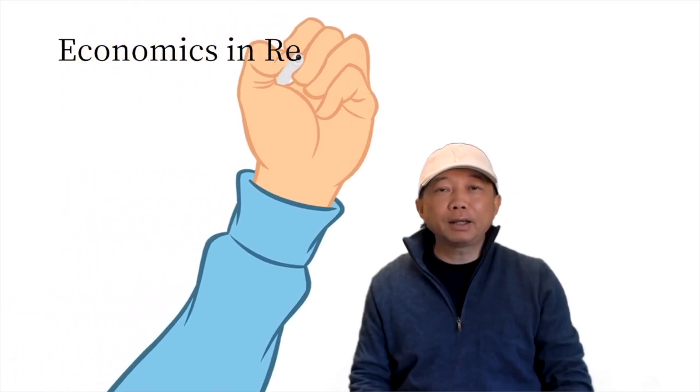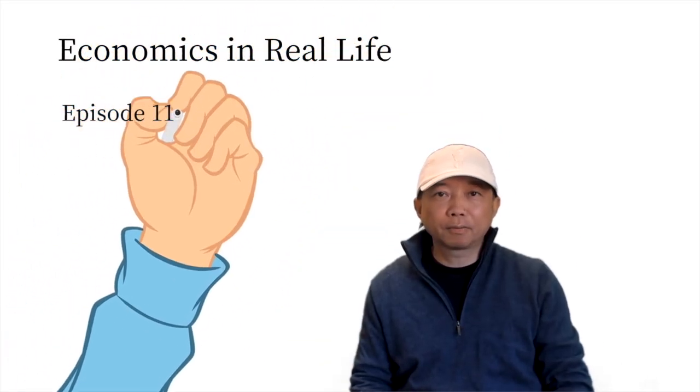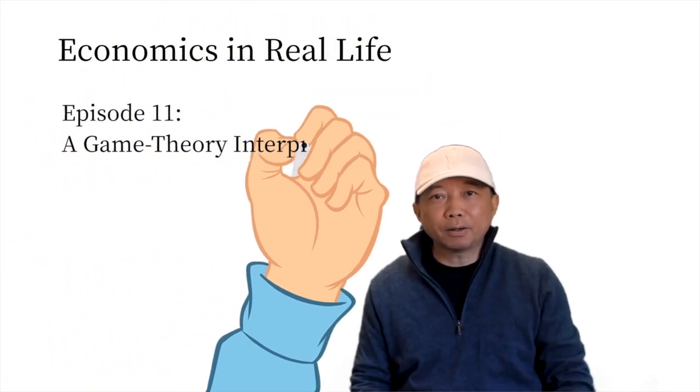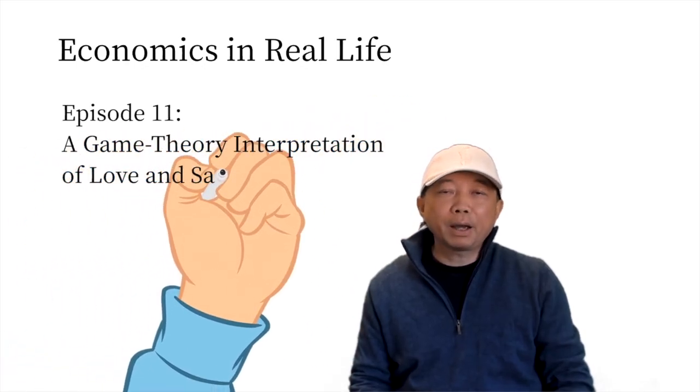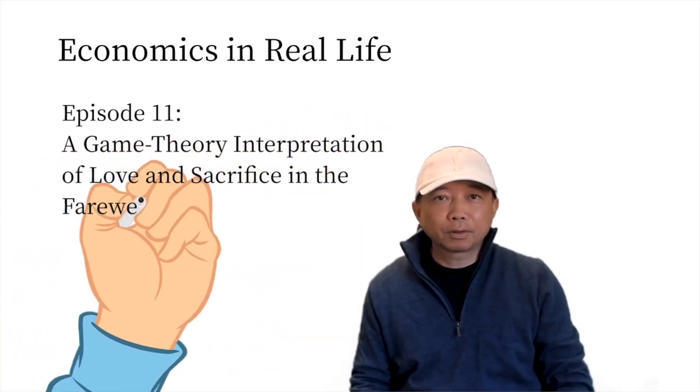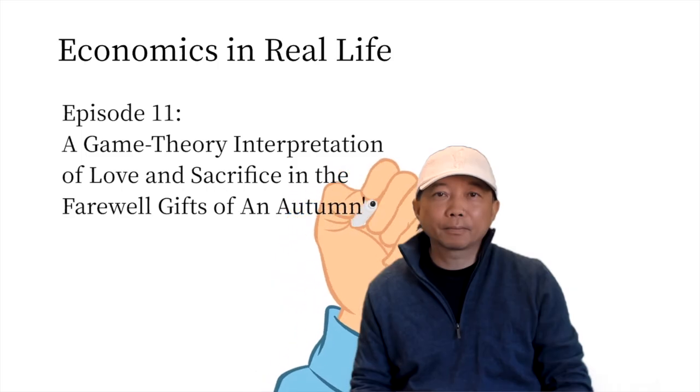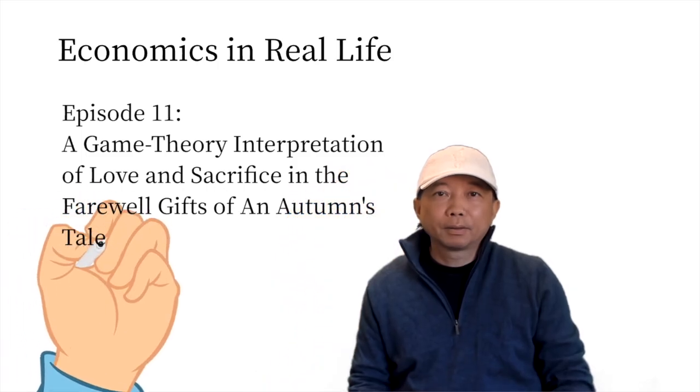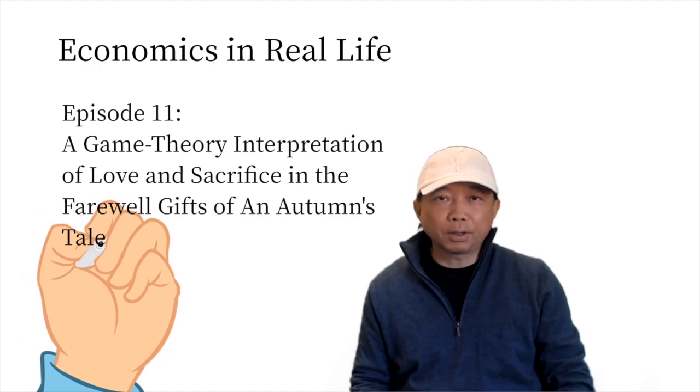In 1987's Hong Kong movie An Autumn's Tale, the two main characters exchange gifts as they say goodbye. Neither of them knows what the other has chosen until they open the gifts.